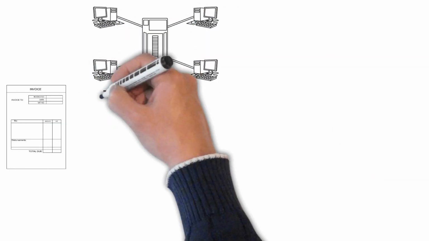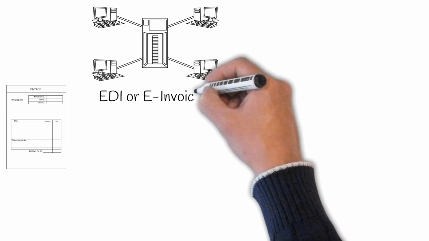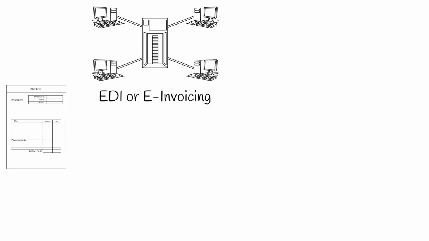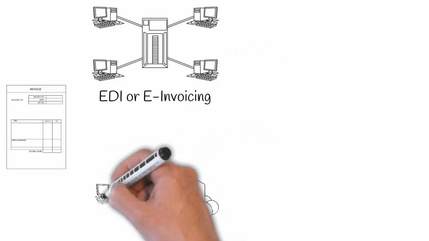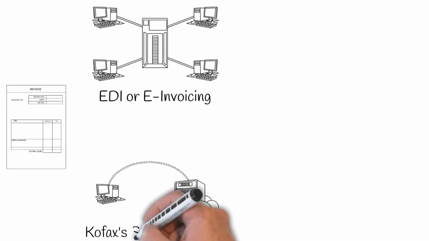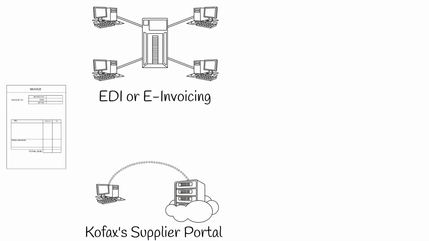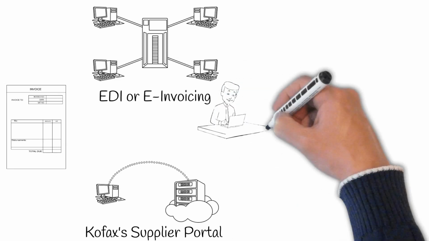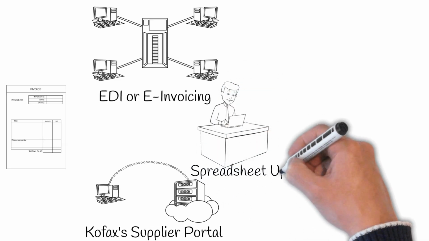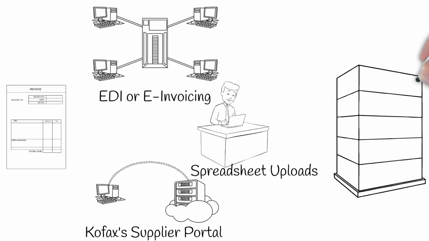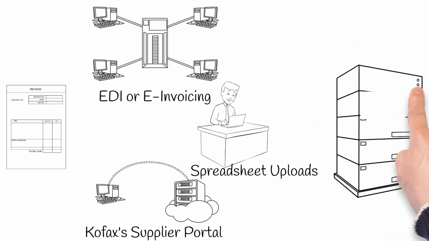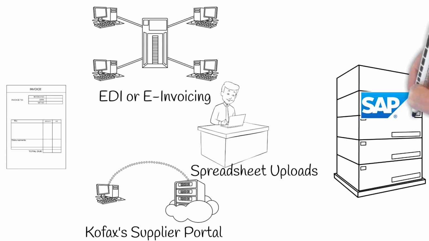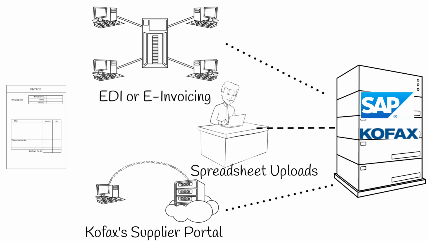There are other ways that invoices can arrive that don't require OCR. Invoices can arrive via EDI or e-invoicing, such as Ariba or Tungsten. Kofax also offers a supplier portal that provides your vendors with an opportunity to interact with your company and utilize self-service, and spreadsheet uploads are supported in Process Director. These invoices are already data and don't require OCR, so they are sent directly to Process Director, which sits inside of SAP.